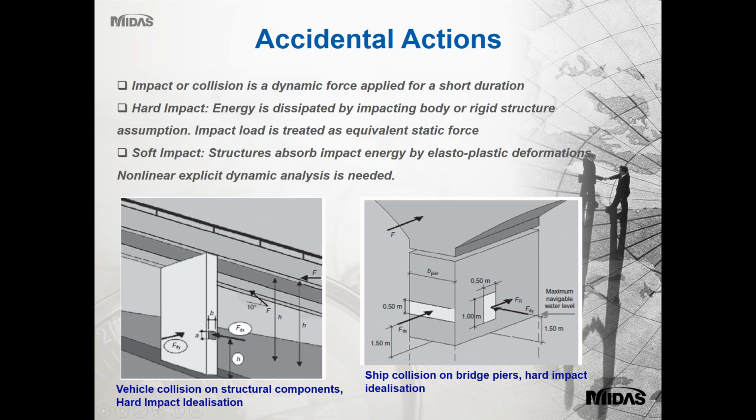Okay, now move on to accidental actions. In accidental actions, we have impact or collision loads. As shown in the figure, for bridge pier, ship collisions on the bridge pier, or vehicle collision, the exposed area is used to calculate the force, which is then applied as an equivalent static force on the bridge component as a point load.